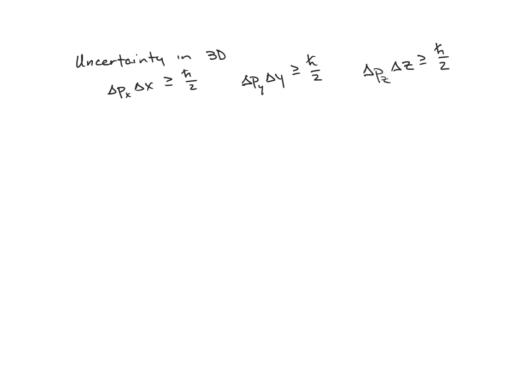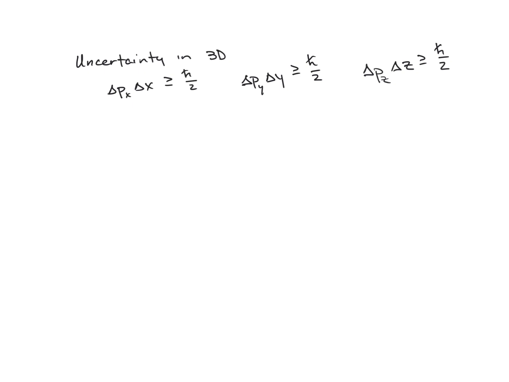And we can say that all of these different dimensions are independent from each other. So that uncertainty in momentum and position in 1 dimension is completely independent from the uncertainty in a different direction. That's pretty much all we need for now with our uncertainty principle.